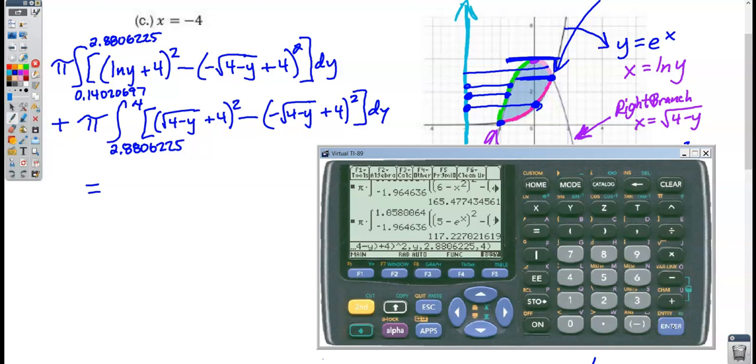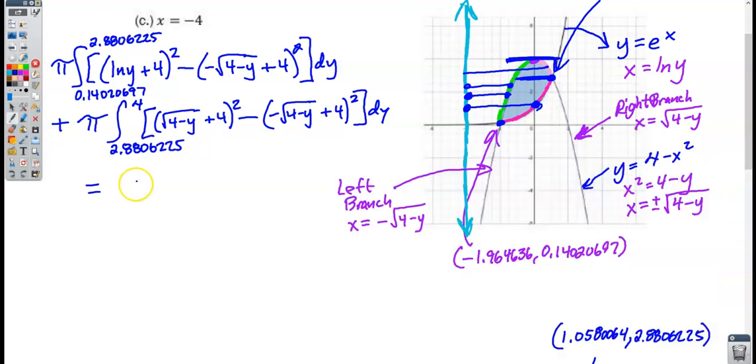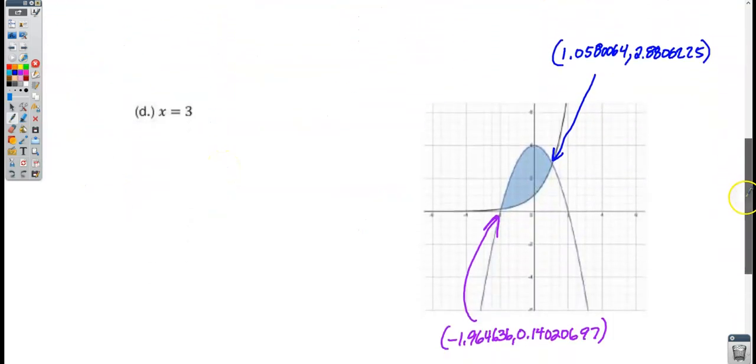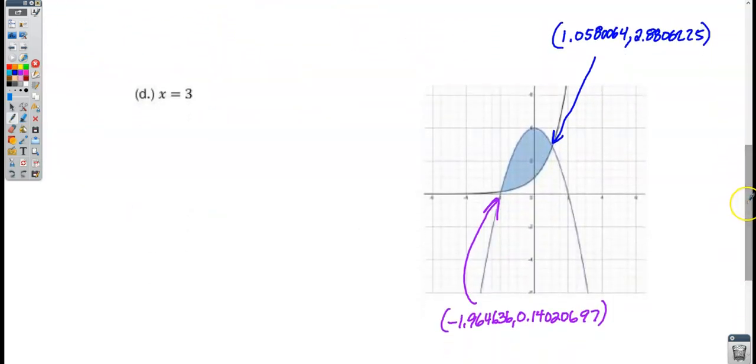And assuming I punched all of that in correctly, this should give us the volume of this region. 144.880 is going to be the volume of this solid. Okay, now, in the next one, I'm going around x equals 3. So I've got a vertical line over here at x equals 3. But the same concepts tie in for us.